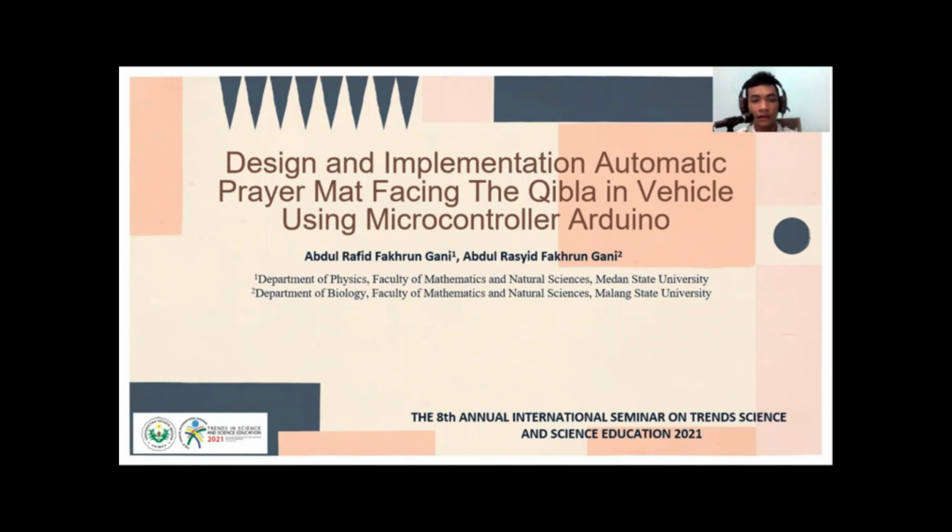I am Abdurrafid Farun Ghani from Medan State University. I would like to present our study with the title Design and Implementation of an Automatic Math Version of the Qibla in Vehicle Using Microcontroller Arduino, at the 8th Annual International Seminar on Trend, Science and Science Education 2021.